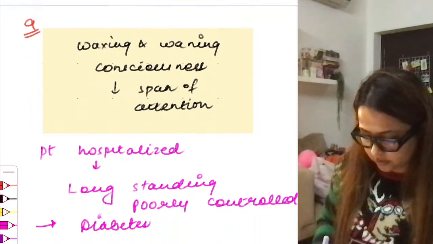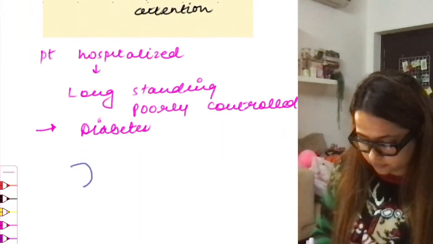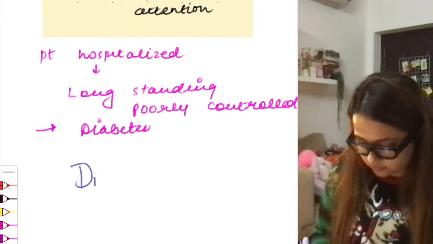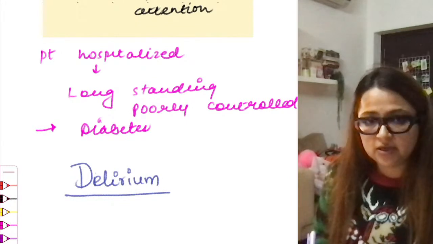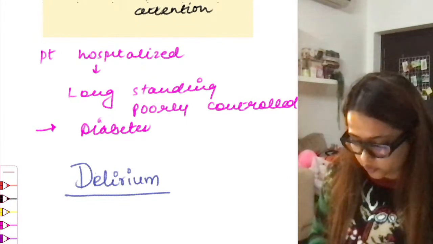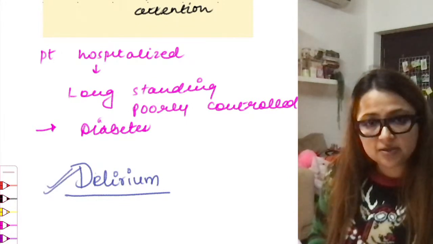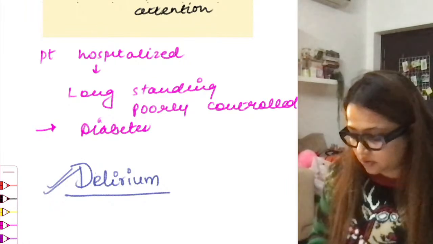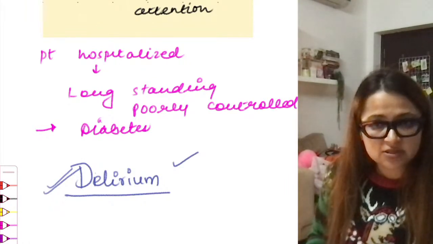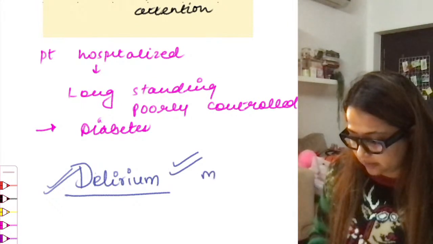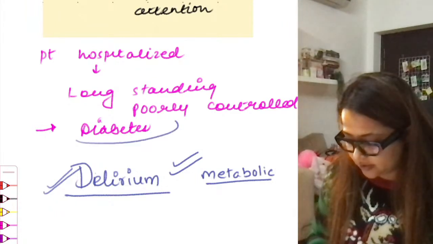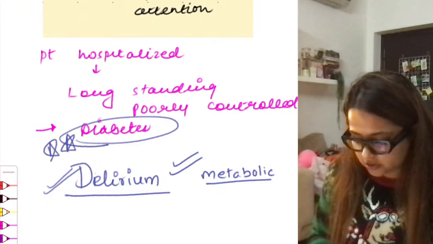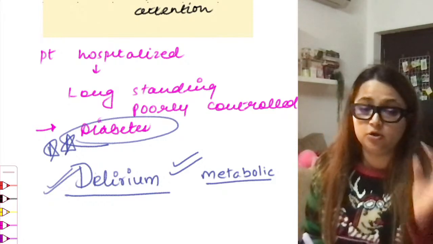Excellent, Gurjeet. The answer to this question is delirium. Guys, whenever the question mentions waxing and waning consciousness, you will think about delirium. The typical history that is given in case of delirium is a hospitalized patient having a long-standing metabolic condition. Most commonly it occurs as a result of metabolic conditions, for example, diabetes. Very common association with diabetes or any other endocrinopathy. Okay.